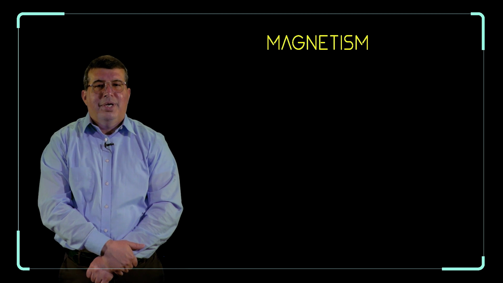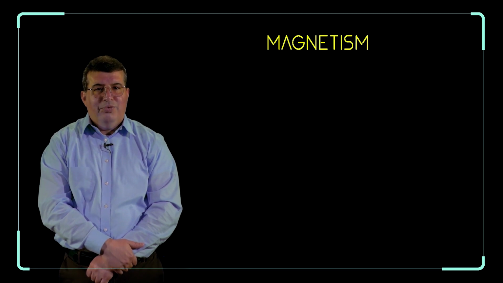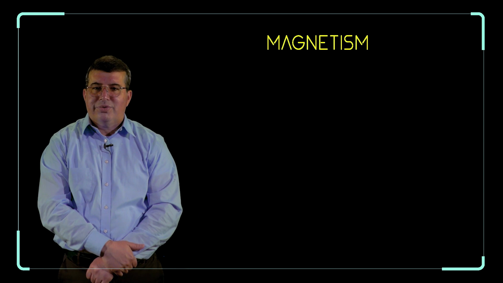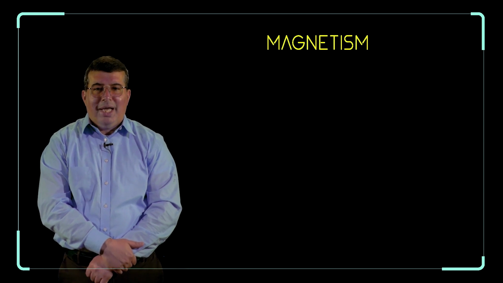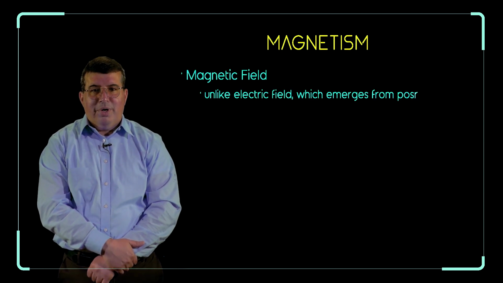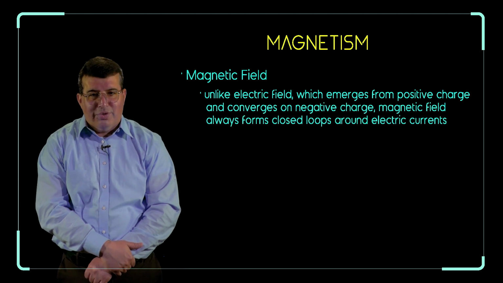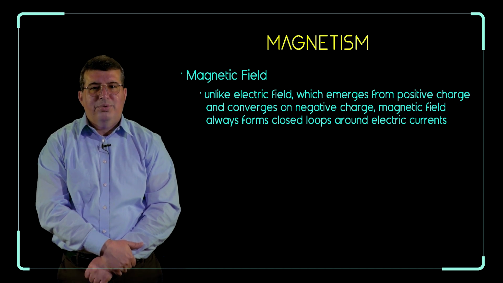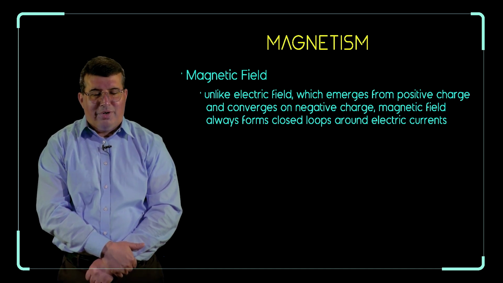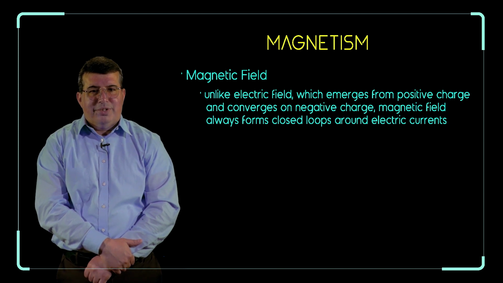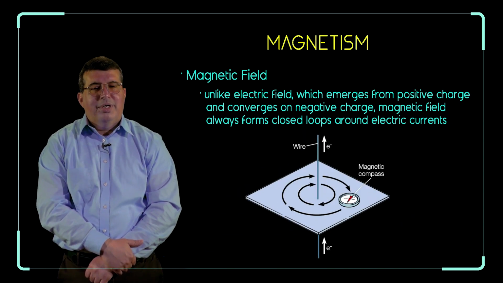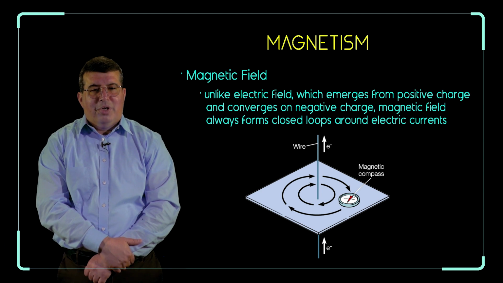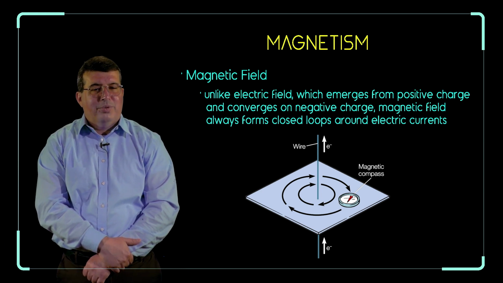We're going to start with the magnetic field. The magnetic field is created by moving electric charges or electric currents. Unlike the electric field, which emerges from positive charges and converges on negative charges, the magnetic field always forms closed loops around the electric currents. So as you see in this diagram, we have a wire carrying a current. The magnetic field forms closed circles around the wire.